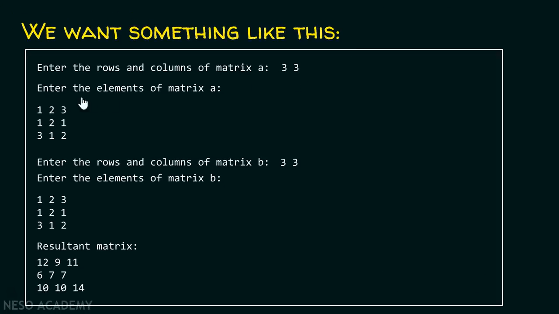After that, we will ask the user to enter the elements of matrix A, and then we will ask the user to enter the rows and columns of matrix B, and we will ask the user to enter the elements of matrix B. Finally, we will calculate the resultant matrix by multiplying these two matrices. Okay.